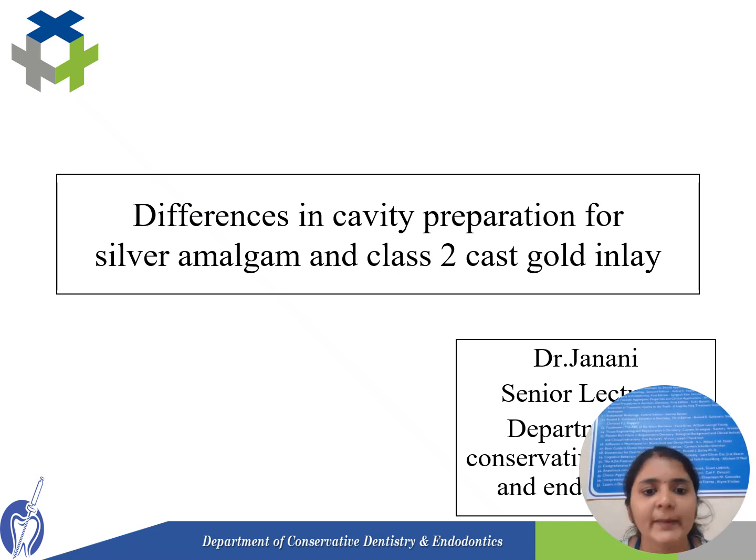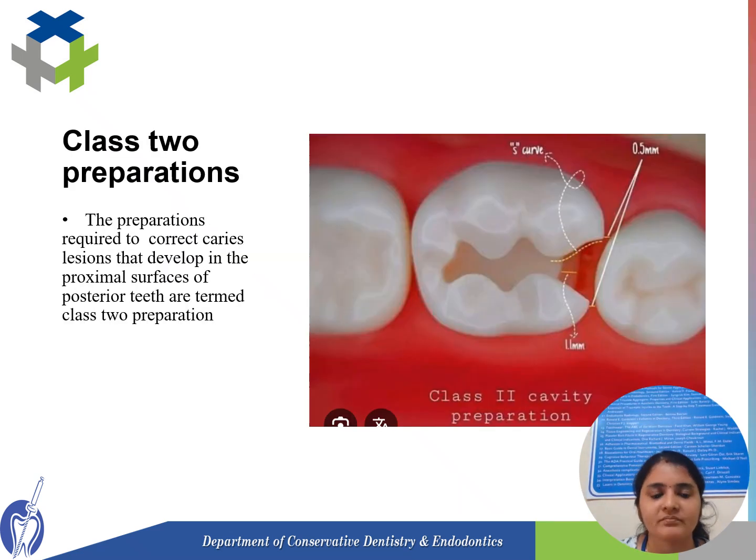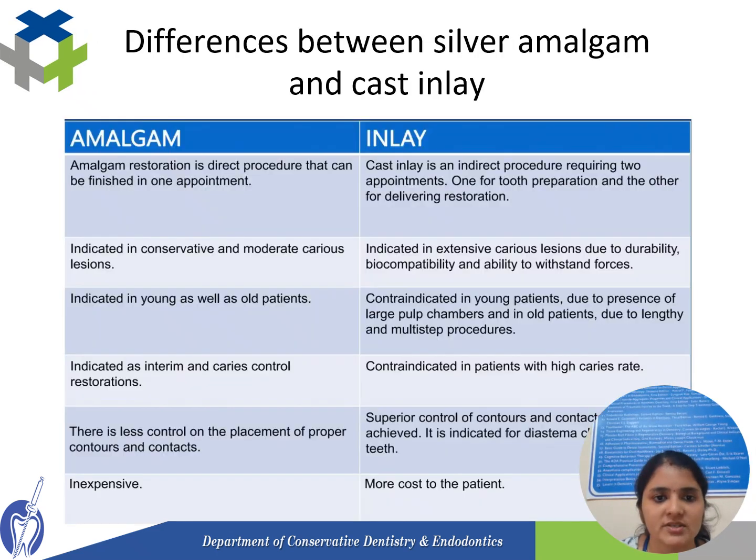Today we are going to see the differences in cavity preparation for silver amalgam and class 2 cast gold inlay. So first, coming on to the definition of class 2 preparations. The preparations required to correct caries lesions that develop in the proximal surfaces of posterior teeth are termed class 2 preparations. Now coming on to the differences between silver amalgam and cast inlay.